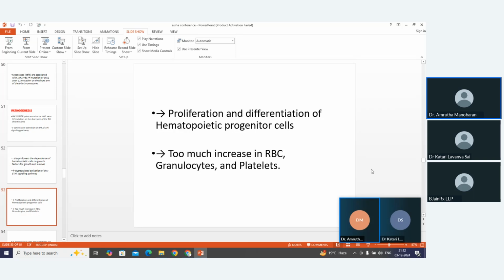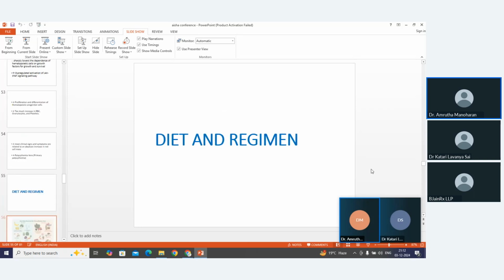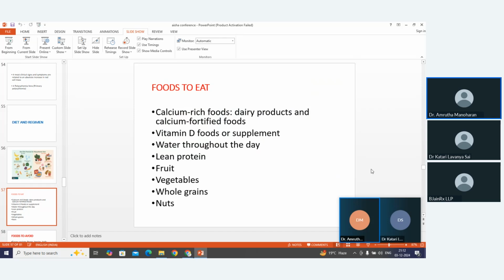So slide number 57, foods to eat. What are the foods we can eat in case of polycythemia? Mainly calcium rich foods are very important. Calcium rich foods such as milk and milk products, vitamin D foods or vitamin D supplements, and one has to drink water daily. Then lean protein, fruits, vegetables, whole grains and nuts. These all are to be taken: the calcium rich foods, vitamin D supplements, lean protein, fruits, vegetables, whole grains and nuts.